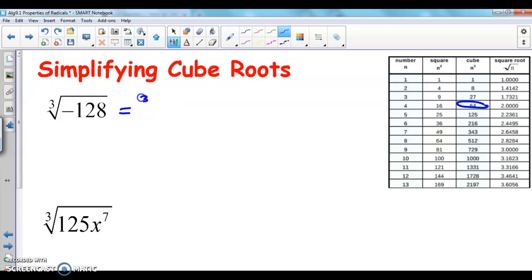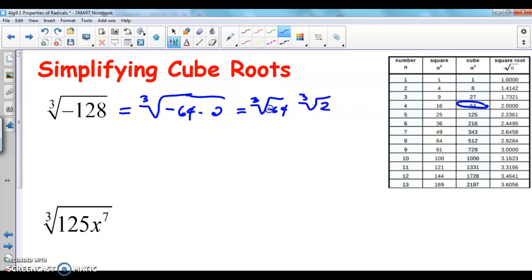Anyway, so this is cube root of negative 64 times 2, right? Because 2 times 64 is 128. So we can break that apart into cube root of negative 64 times the cube root of 2.